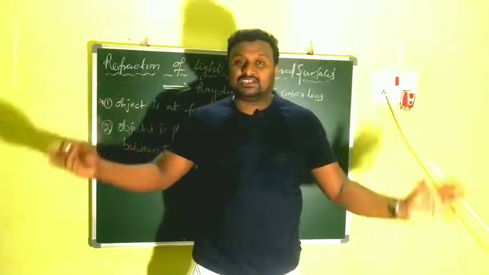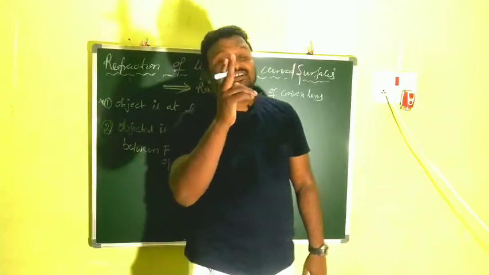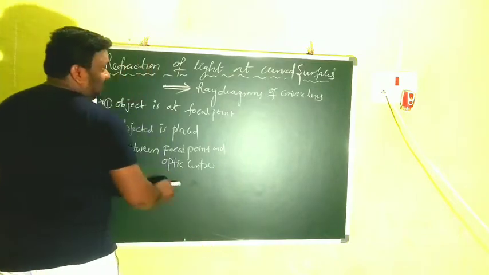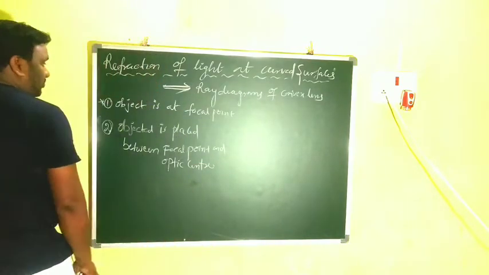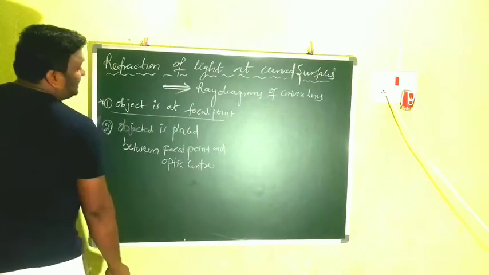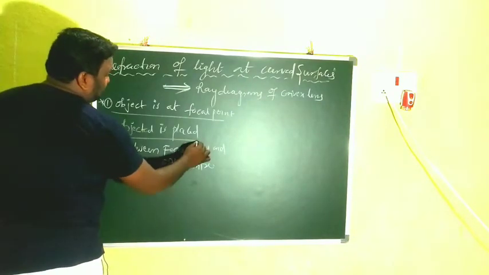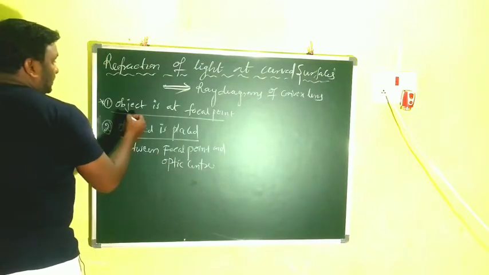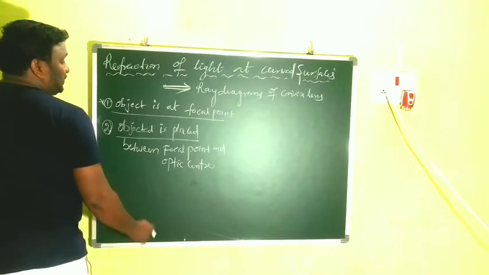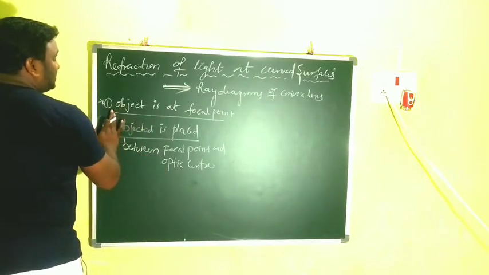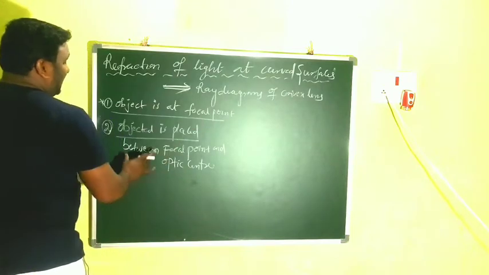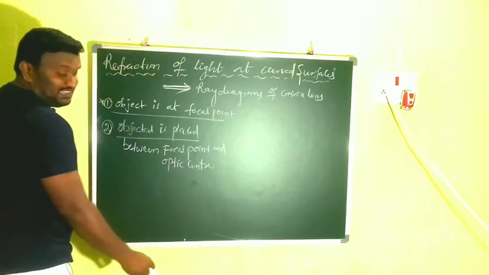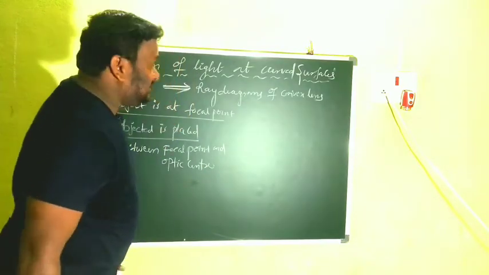Now I am going to the topic. In this video I am going to explain two ray diagrams of a convex lens. Let us see. Here our topic is refraction of light at curved surfaces and ray diagrams of a convex lens. The first is when the object is at the focal point, and the second is when the object is placed between the focal point and the optic center. In this video I am going to explain the ray diagrams for these two situations. So for them we are going to draw the ray diagrams.